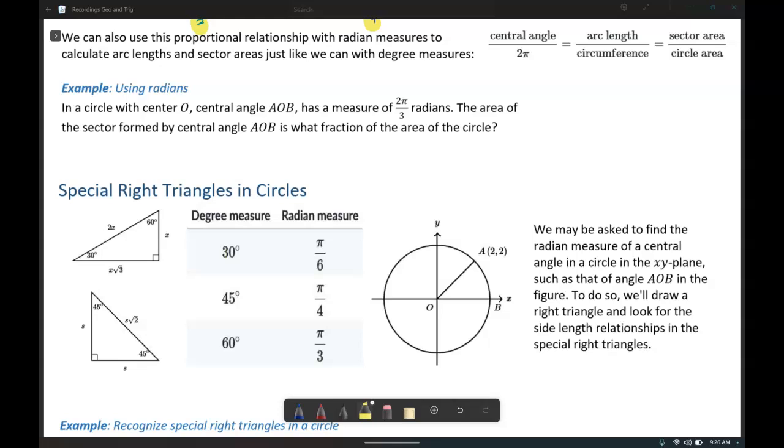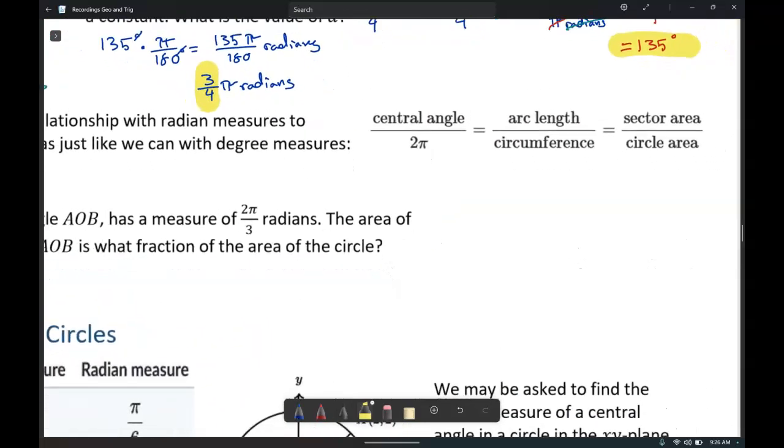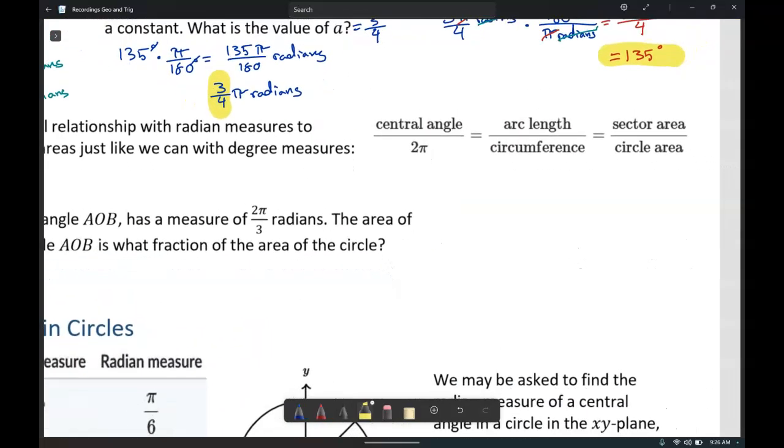Now, this proportional relationship that we have with angles and radians that we can also use within the whole circle, we can use to calculate arc length and sector areas just like with degree measures. And so again, this proportional relationship remains consistent within all of the angles inscribed inside of a circle. So again, think about the central angle and a full rotation. The central angle of a circle divided by 2 pi is going to give us a specific ratio.